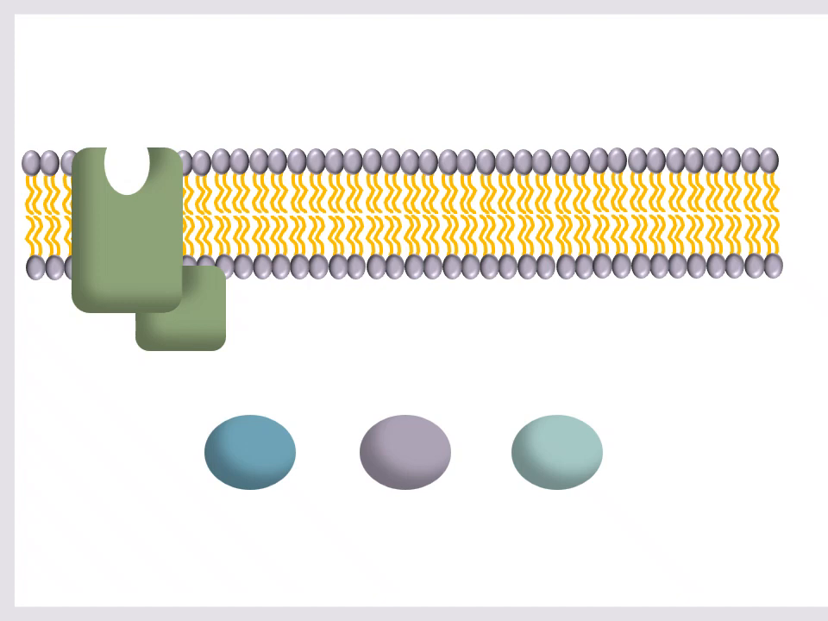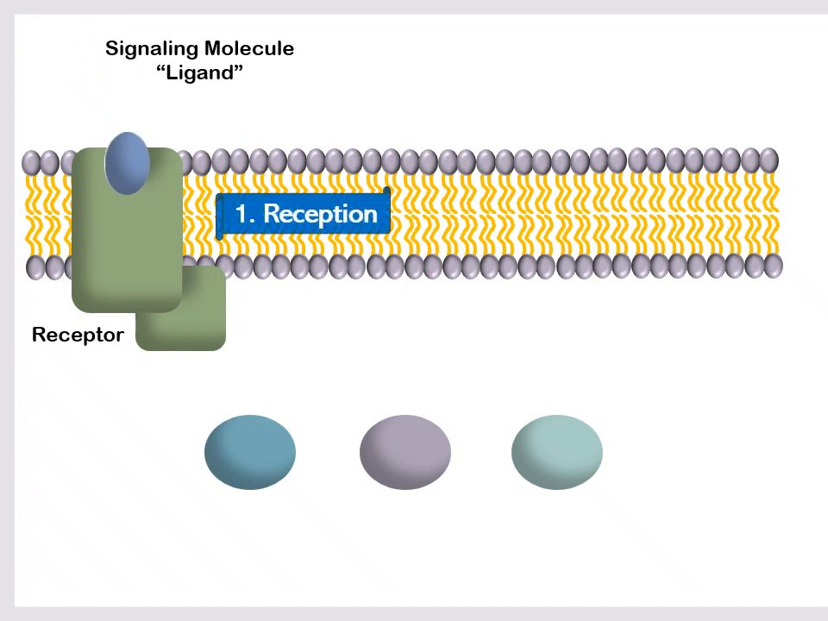Regardless of the cell type, specific signal, or required response, all cell signaling pathways follow the same basic steps. First, a signaling molecule, which we call a ligand, binds to its receptor in a process termed reception, because the cell is receiving the signal.